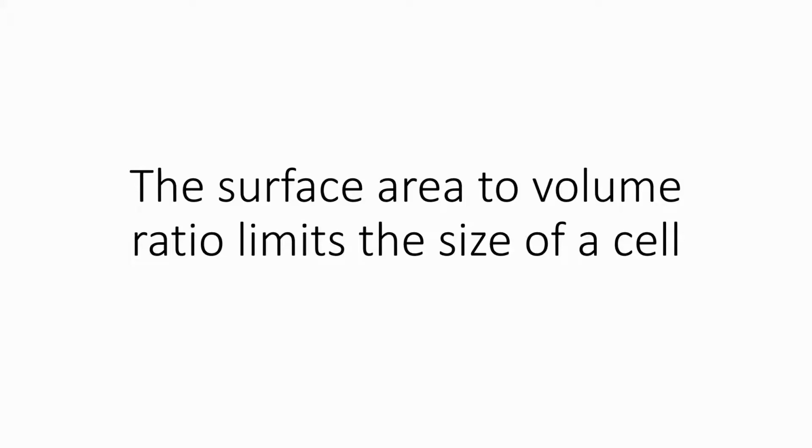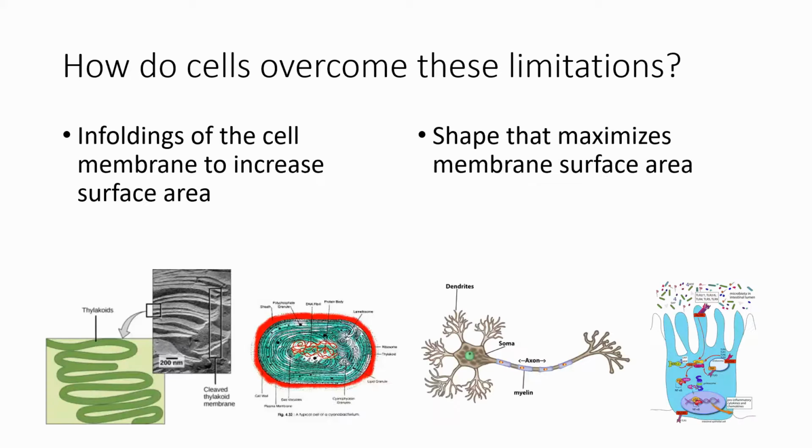Now, we obviously have some cells that are larger. There are a couple of ways that cells get around this. So for example, they can put infoldings in their plasma membrane and their cell membrane. That increases the surface area of the membrane. You can see that here in these thylakoids. You can also see that in this heavily infolded membrane of a cyanobacterium.